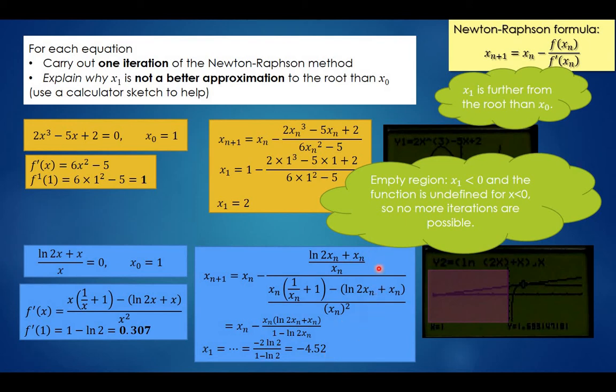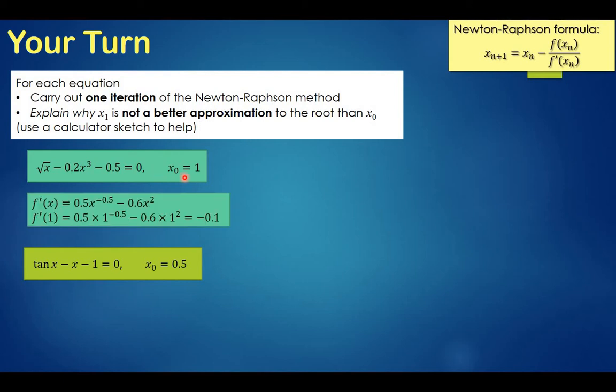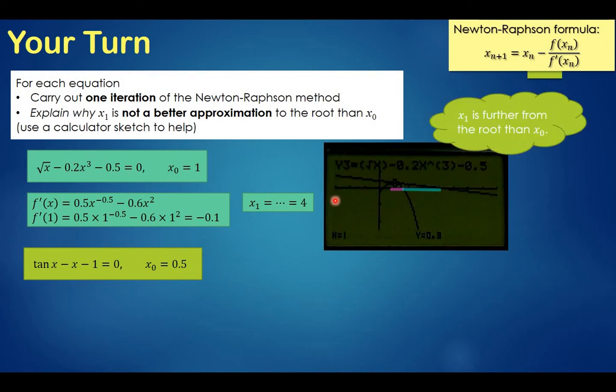This hopefully would just be a find question where you could make your calculator do all that working out for you. You have a go now. Here's your first equation, starting value 1. There's the gradient. There's the next iterate. There's the graph, and you can see you started pretty close to the root. You're now further away from the root. So that's the problem. And the next one, there's your gradient at the point.